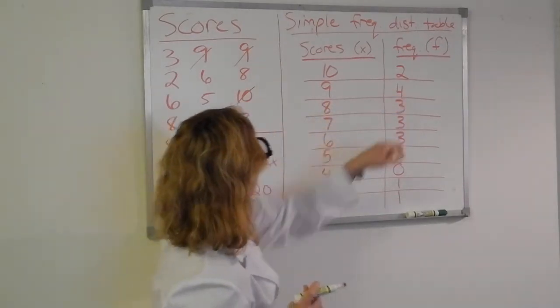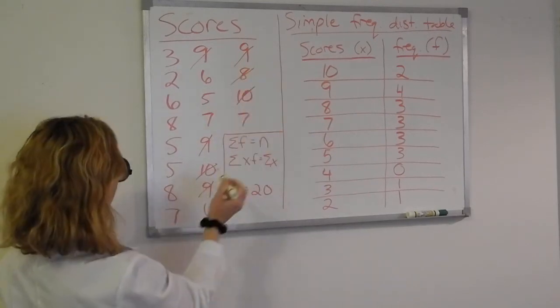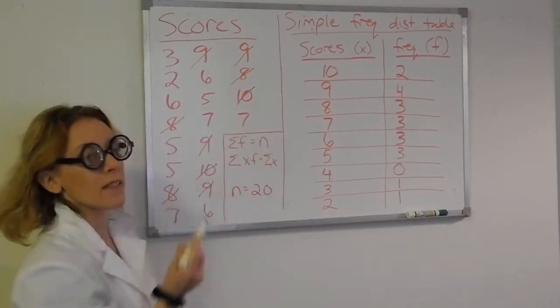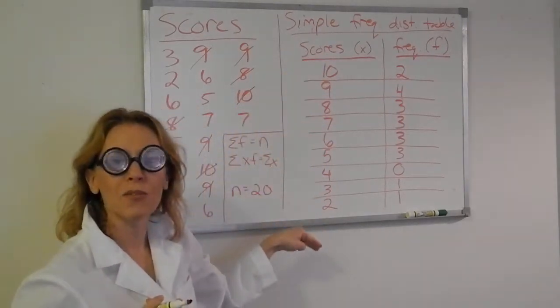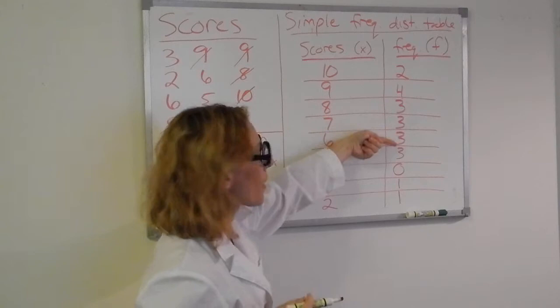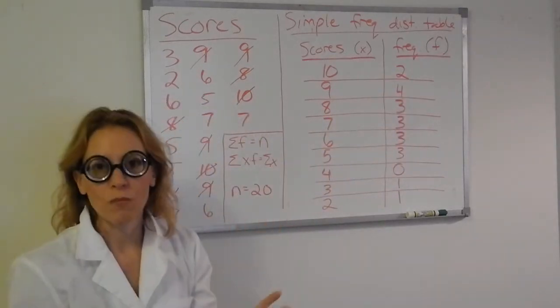So I have 4 9s, etc. How many 8s do I have? I have 1, 2, 3 8s. So that's what I'm doing. I'm just basically indicating what my scores are and then counting the number of times, or the frequency in which they occur in this particular distribution of scores.